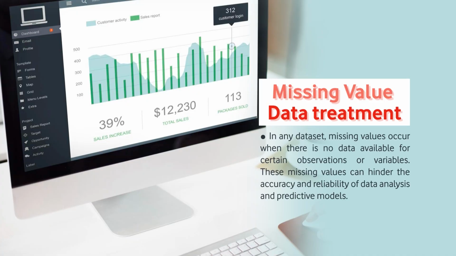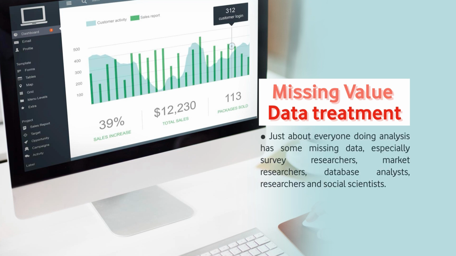because the missing values are going to make a lot of disturbances in the entire data set, and ultimately it is going to influence the outcome. As a researcher, we collect the data with utmost care, but in spite of that, some respondents may not have filled the data sheets properly or have not answered properly, in spite of counseling schedules and all the measures that we adopt. Still we are going to experience missing values, because missing values occur when there is no data available for certain observations or variables of the study, and these can hinder the accuracy and reliability of data analysis and the predictive models.